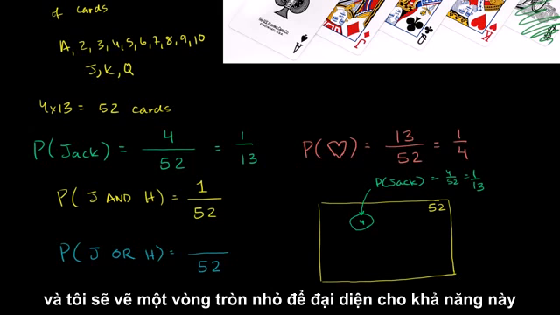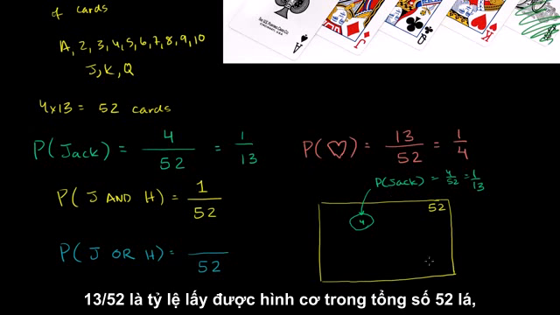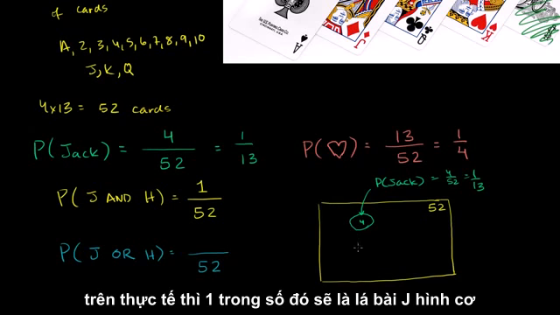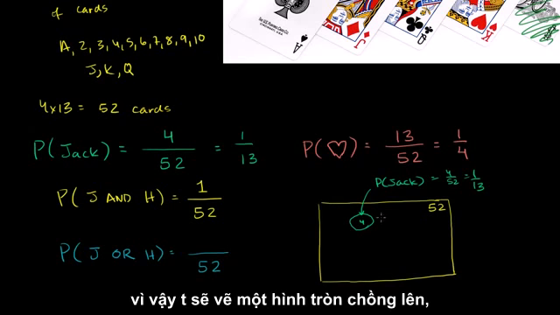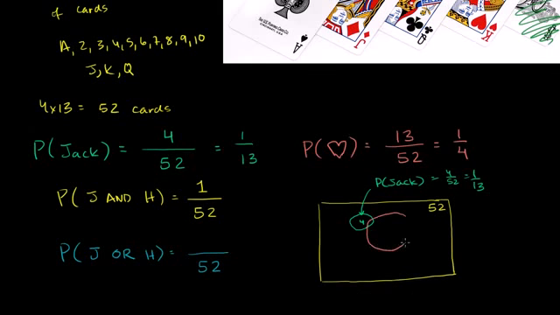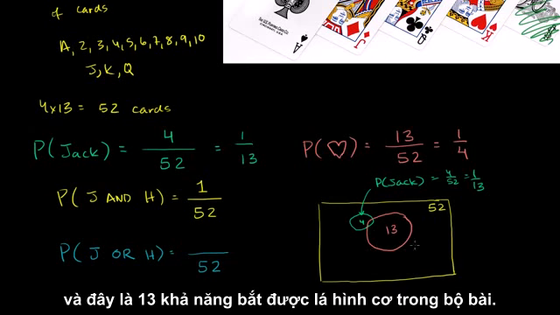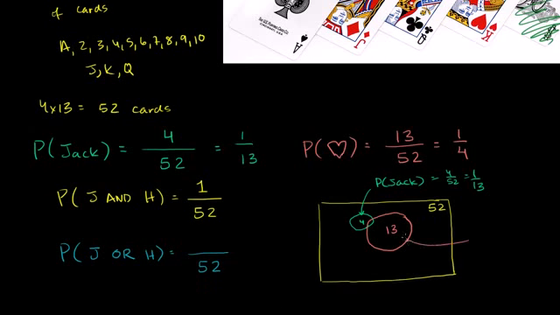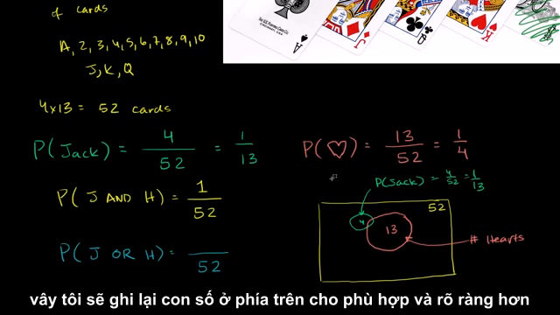Now, what's the probability of getting a hearts? Well, I'll draw another little circle here that represents that. 13 out of 52. 13 out of these 52 cards represent a heart. And actually, one of them represents both a heart and a jack. So I'm actually going to overlap them, and hopefully this will make sense in a second. So there's actually 13 cards that are a heart. So this is the number of hearts.